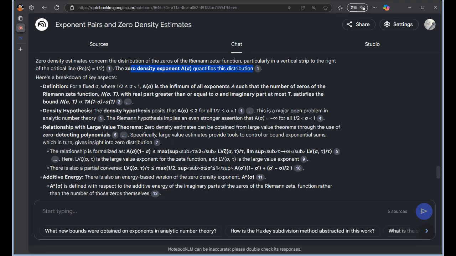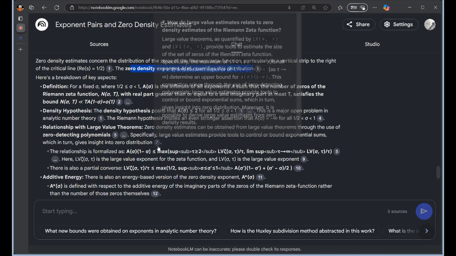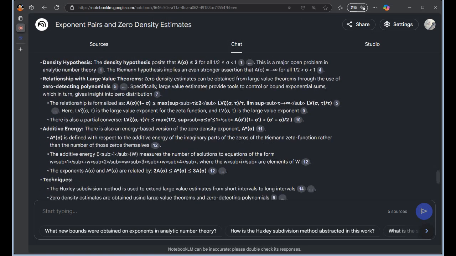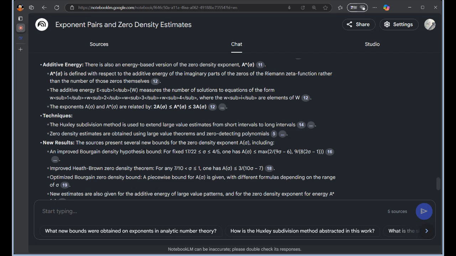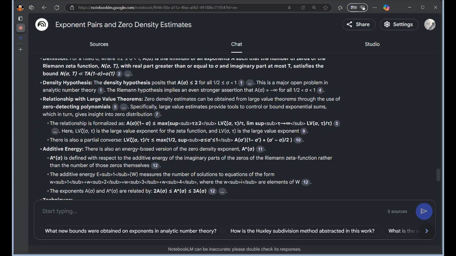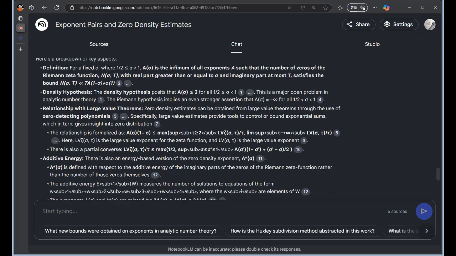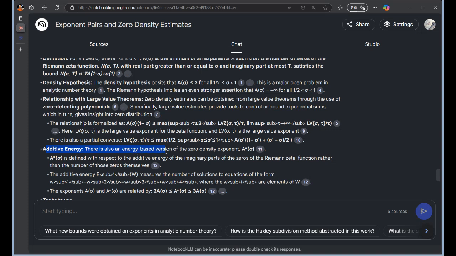Additive energy is a relatively new area of research. And the ANTEDB is helping mathematicians explore its potential in a systematic and powerful way. This entire deep dive has been a whirlwind of mind-bending concepts. We went from exponent pairs to large value theorems to zero density estimates and now additive energy. It's incredible how the ANTEDB has connected all these seemingly disparate threads into a cohesive picture.